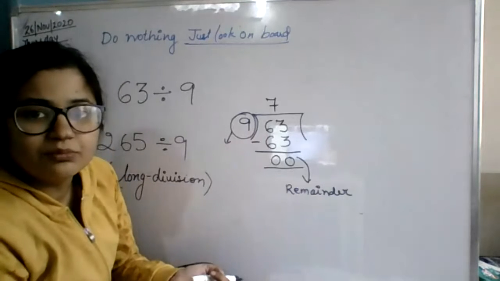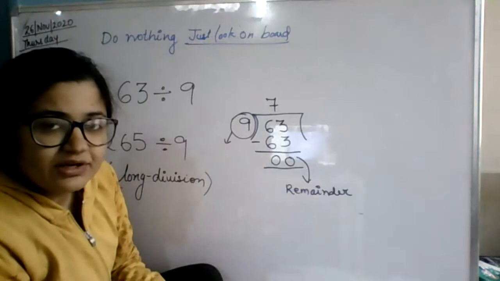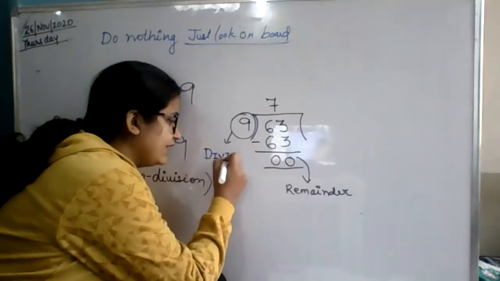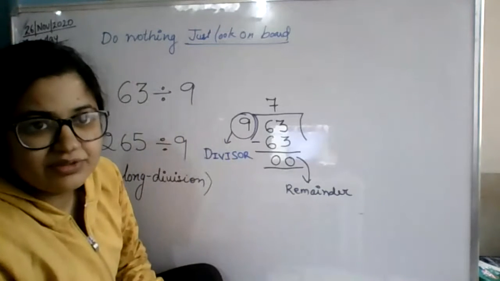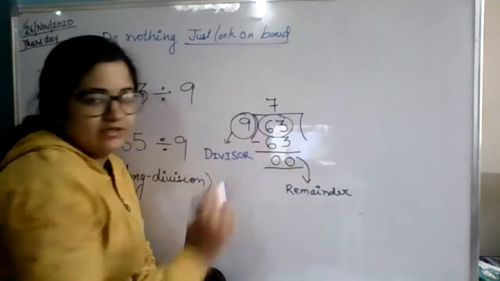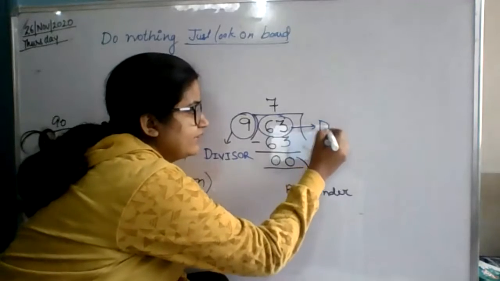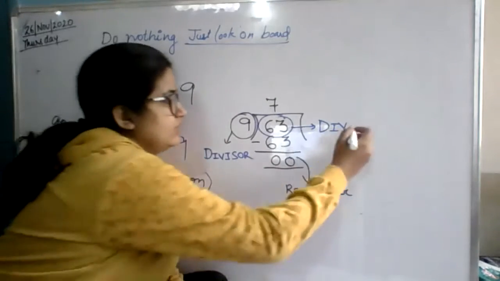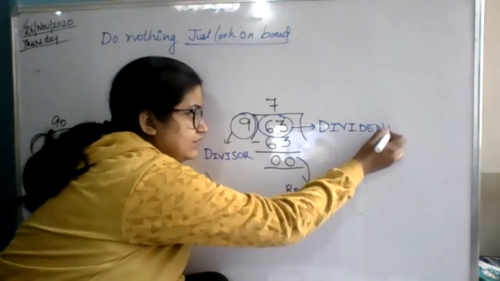The one who drives is called a driver. The one who drives a car is a driver. Similarly, the one who divides is called a divisor. This number is dividing, that's why it is known as the divisor. And the number which is inside, this is known as the dividend. This is a very important lecture.